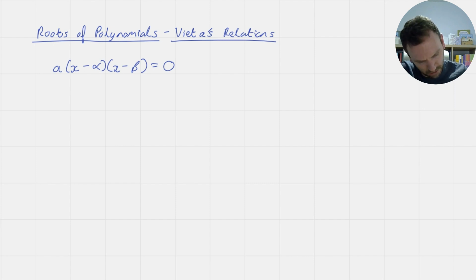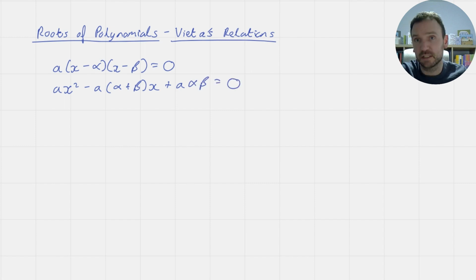Now, if we were to expand this, we'd get a lots of x squared. Plus, actually, I'm going to write a subtract there rather than have a subtract in brackets. We're going to have subtract a lots of alpha x and beta x. So I'm going to factorize that out and say we'd have a lots of (alpha plus beta) x. And then finally, plus a lots of alpha beta equals 0.